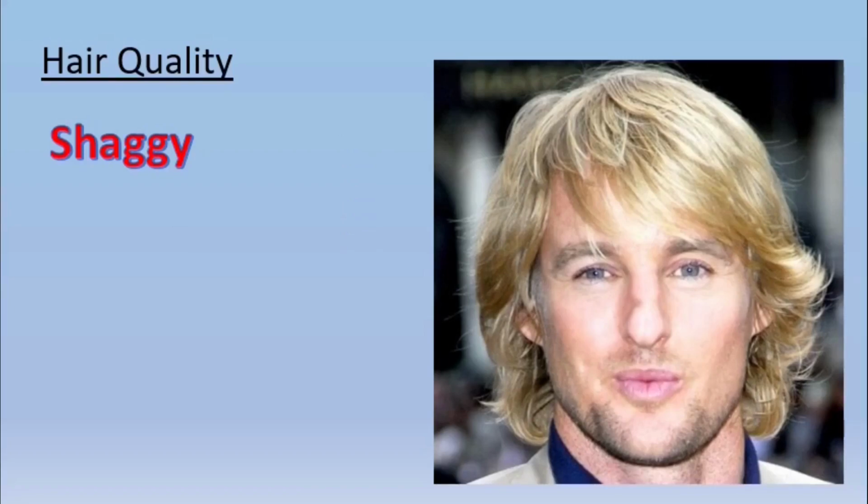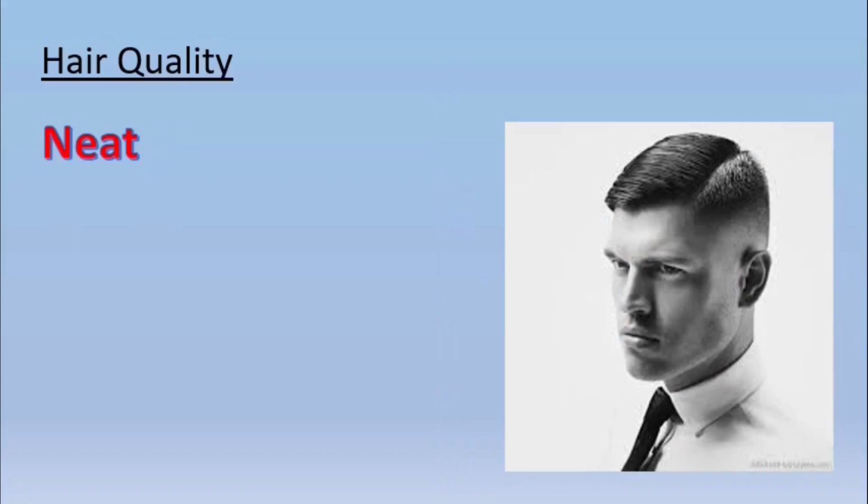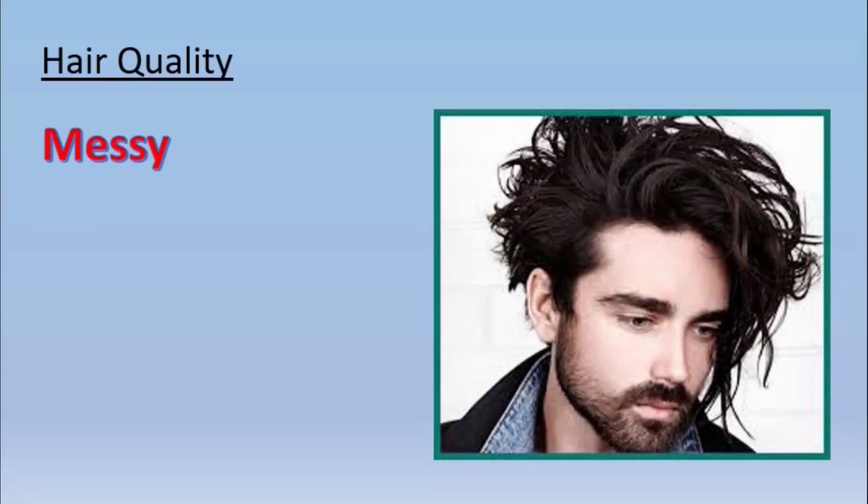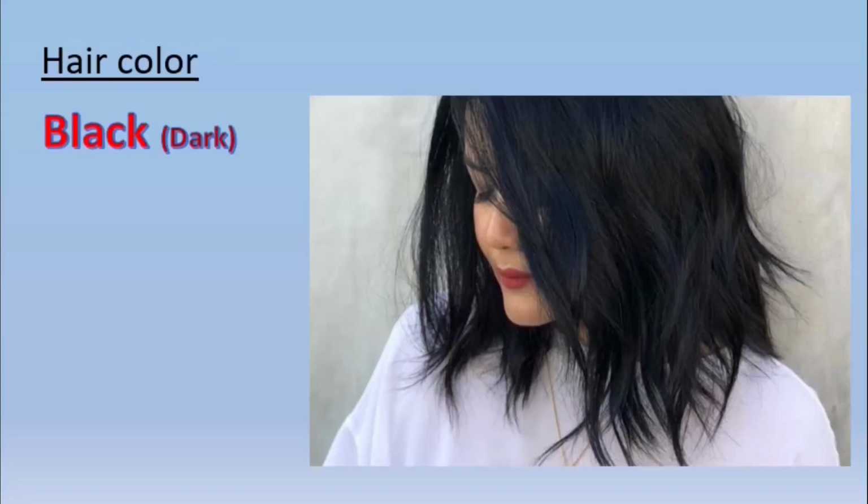Shaggy. He has shaggy hair. His hair is shaggy. Neat. He has neat hair. His hair is neat. Messy. He has messy hair. His hair is messy. After describing hair length and hair quality, we can talk about the color.